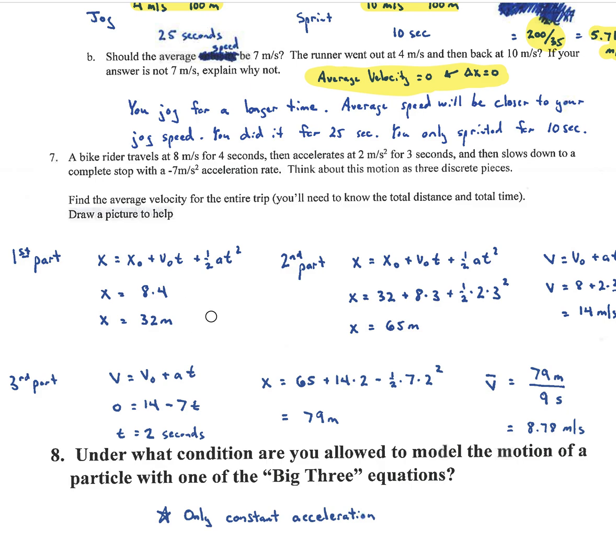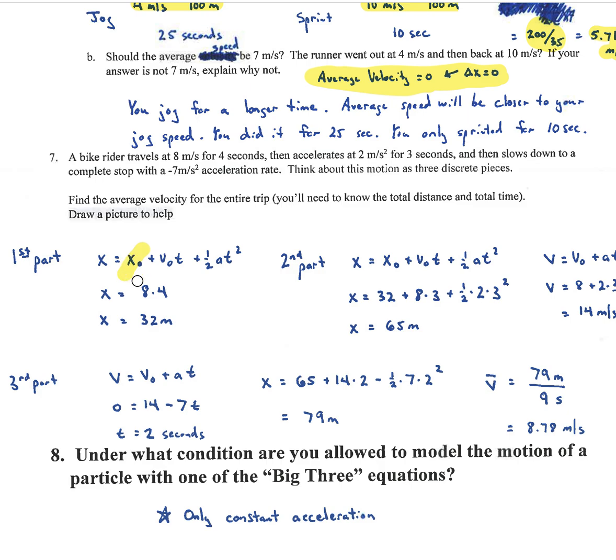This last one, we have a 3-phase piece. We got a bike rider traveling at 8 for 4 seconds. Then he accelerates for another 3 seconds, and then he slows down. And so you got to think about these 3 pieces. So let's think about the first part.